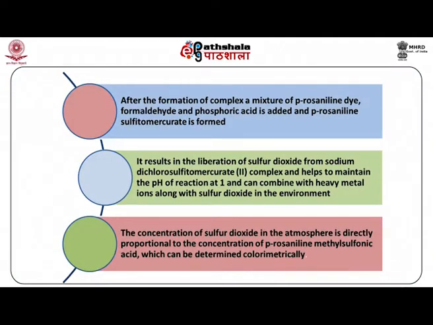After the formation of the complex, a mixture of p-rosaniline dye, formaldehyde and phosphoric acid is added and para-rosaniline sulfitomercurate is formed. It results in the liberation of sulfur dioxide from the sodium dichlorosulfitomercurate complex and helps to maintain the pH of the reaction at 1, and can combine with heavy metal ions along with sulfur dioxide in the environment. The concentration of sulfur dioxide in the atmosphere is directly proportional to the concentration of para-rosaniline methyl sulfonic acid, which can be determined colorimetrically. So it is easy.